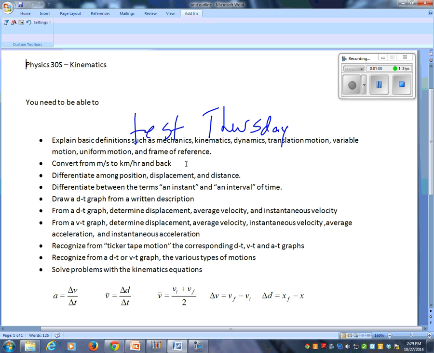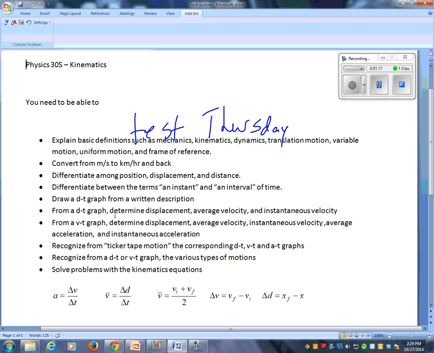Okay? You need to differentiate. What does that mean? Know the difference between position, displacement, and distance. Displacement, of course, is a vector one. It means direction as well. Distance is just how far, and position is where you are.